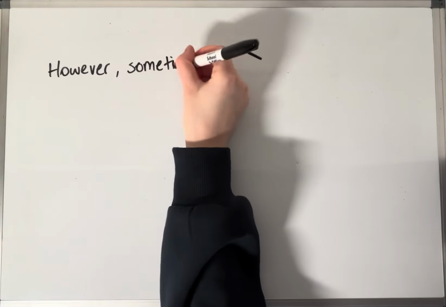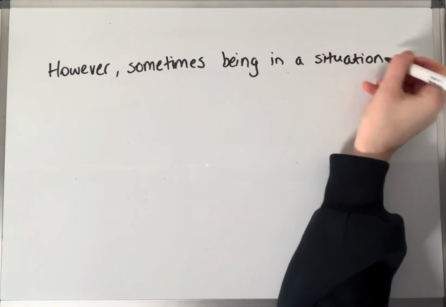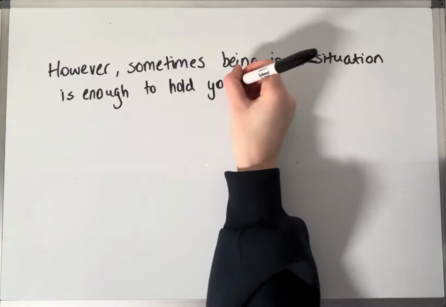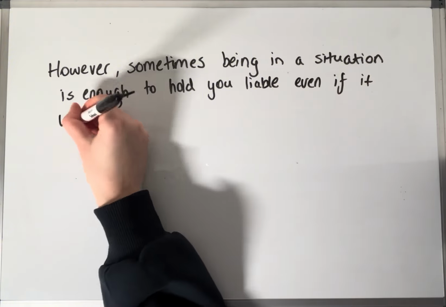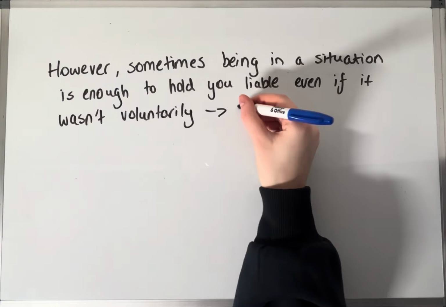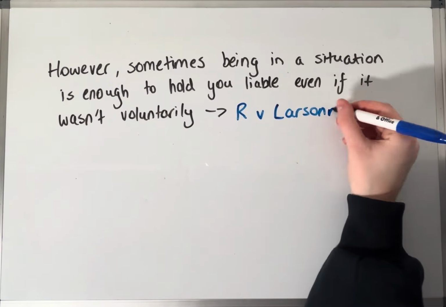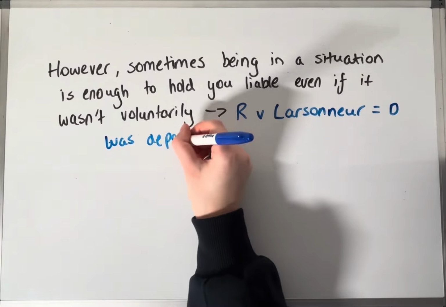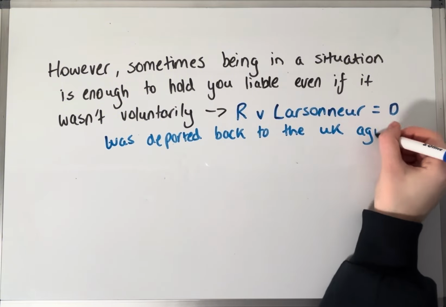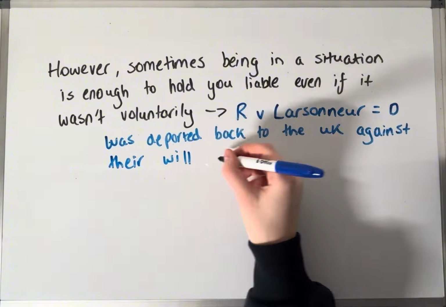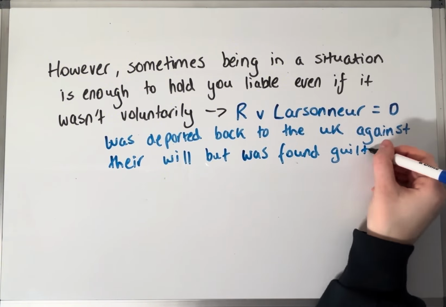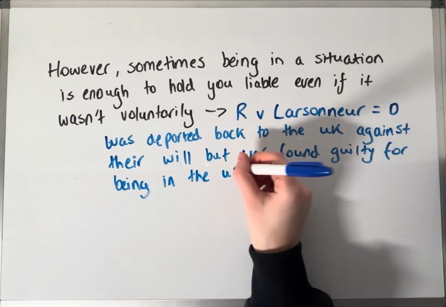However, sometimes just being in a situation is enough to hold you liable. And what do we mean by this? Well, we can see this in the case of R v Larsonneur. In this case, the defendant was deported back to the UK against their will, and they were found guilty of trespassing because they weren't allowed to be in the UK.